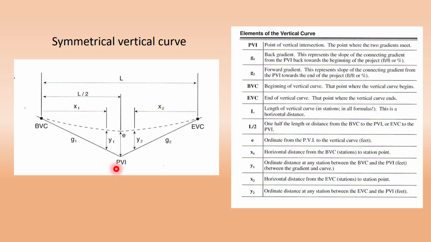And what makes a symmetrical curve symmetrical is not that your elevations and your gradients have to be mirror images of each other. It simply means that the distance from the PVI is equal back to the beginning of the vertical curve and to the end of the vertical curve. So that distance from the PVI to one of those two ends is simply L over 2, or 1/2 of your L distance.